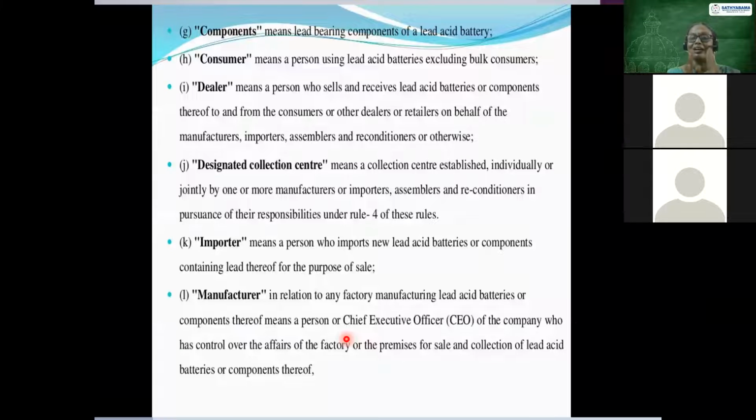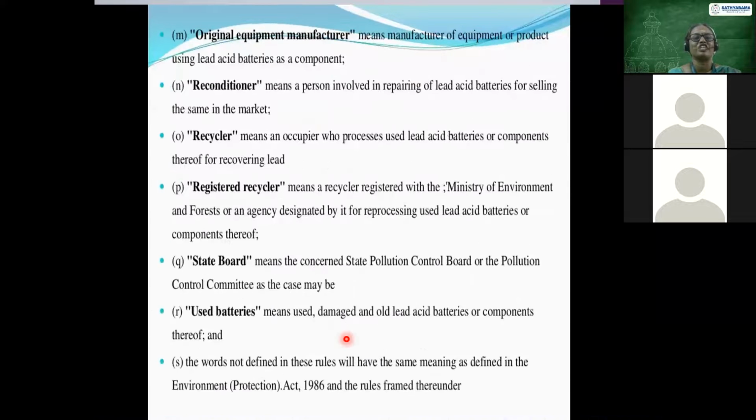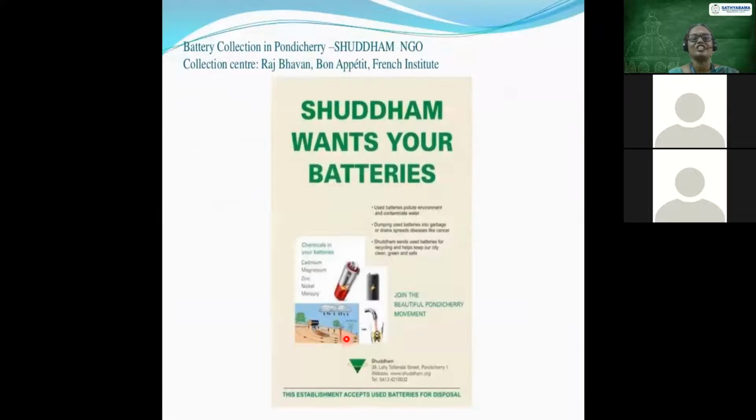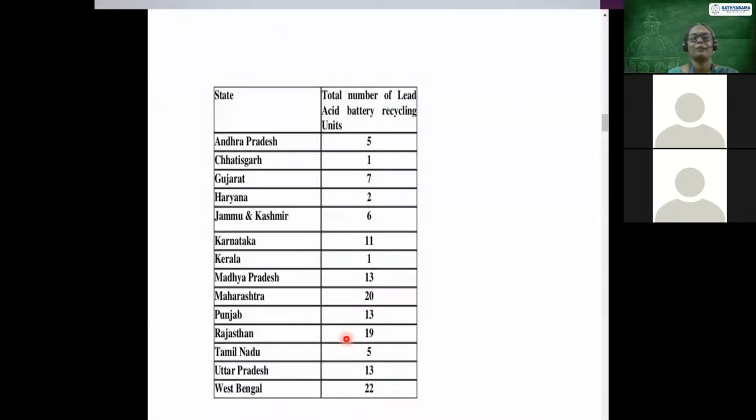And this has not happened in any other country. In our own country, we have this much facility to monitor all this battery waste management, and all the rules and regulations have been formed. Some of them collect only batteries alone. That kind of battery collection also happens. This has happened in the French Institute, Raj Bhavan, they have done that. It's in Pondicherry only, not in other places.